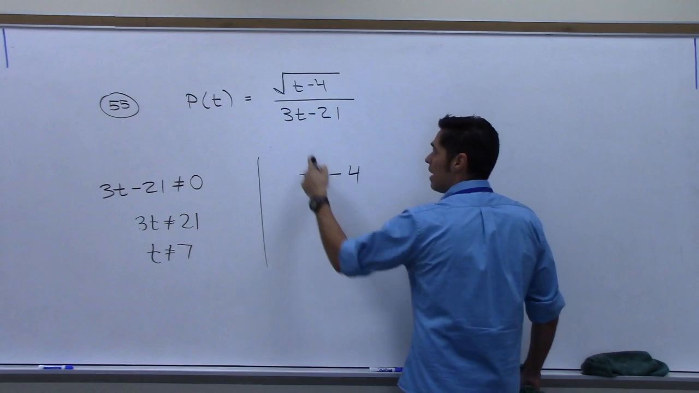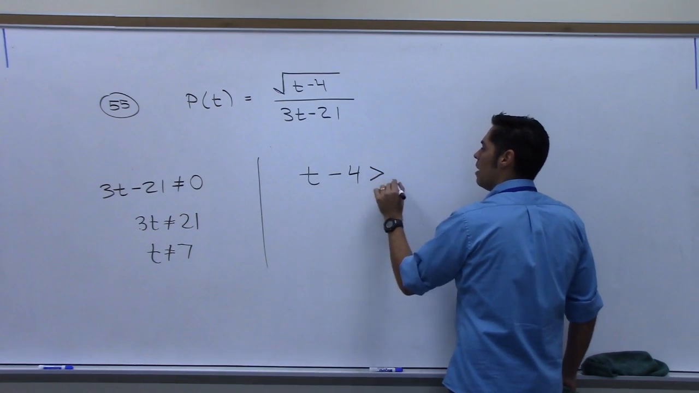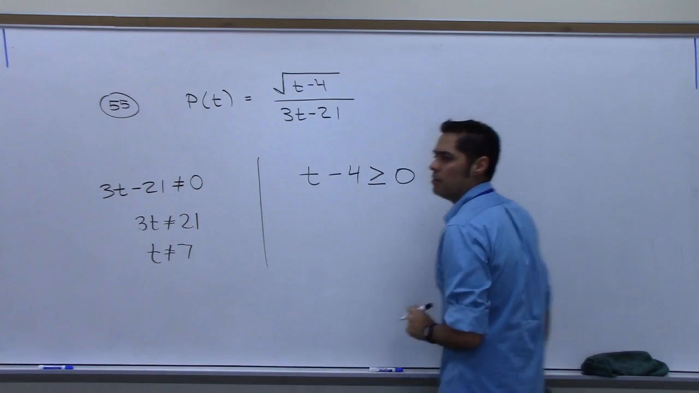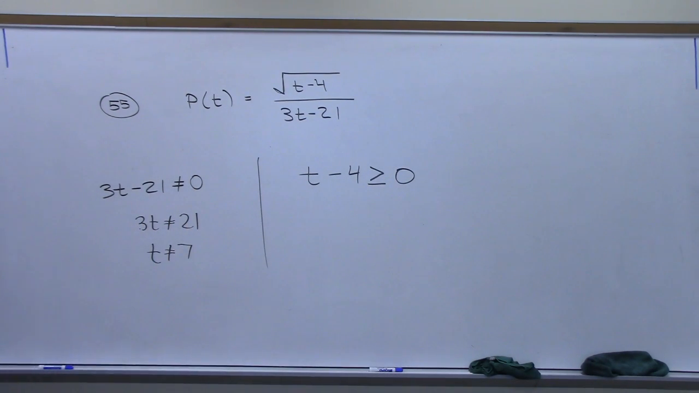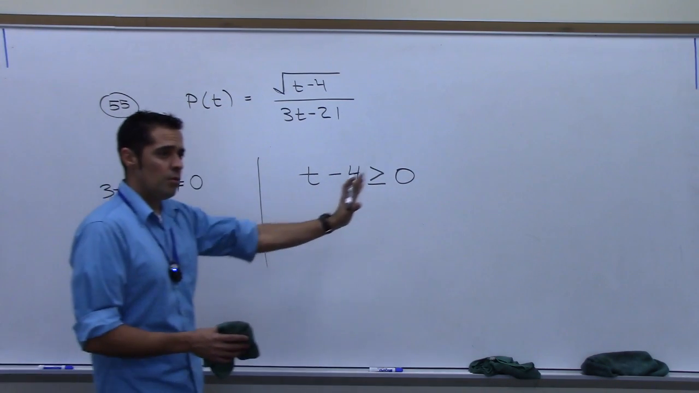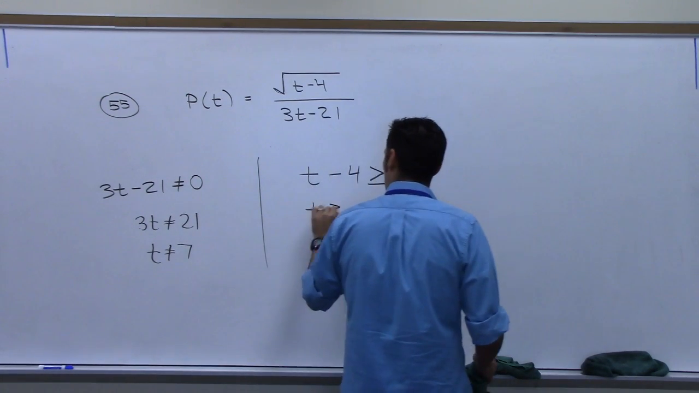And then the other thing we have to worry about is that we need the thing under the root, which we call the radicand, to be greater than or equal to 0. It's okay to be 0 because the square root of 0 is 0. It just can't be less than. So this is a linear inequality. All we have to do is move the 4 to the other side. T must be greater than or equal to 4.